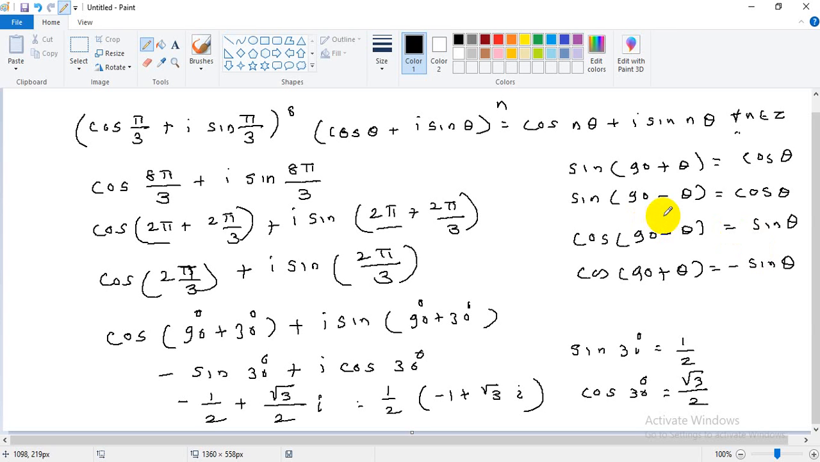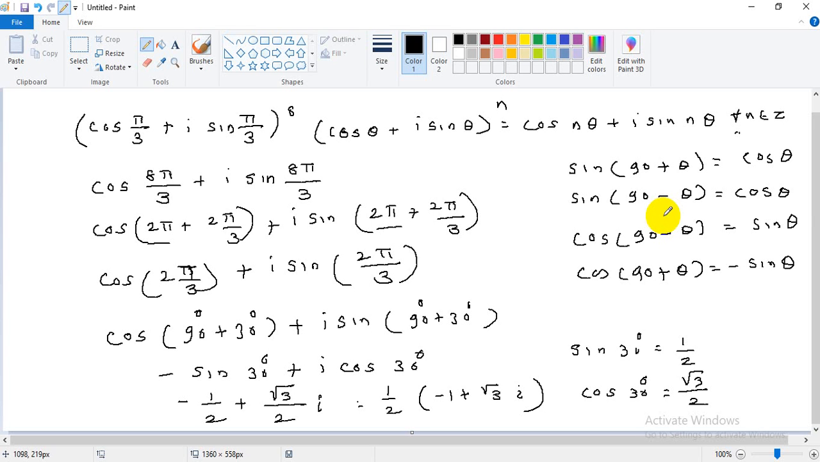90 plus theta हे अँगल सेकंड क्वाड्रंटमध्ये असणार. पण ह्या सर्व जे काही फॉर्म्युले आपण डेव्हलप करतो, in that it is assumed that theta is acute angle, and so sine of 90 plus theta is cos theta, cos of 90 plus theta is sin theta, but with minus sign. कारण सेकंड क्वाड्रंट मधला अँगल आहे ना 90 plus theta, there cos is negative.